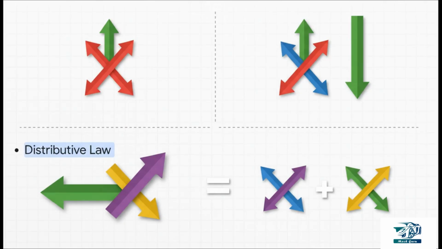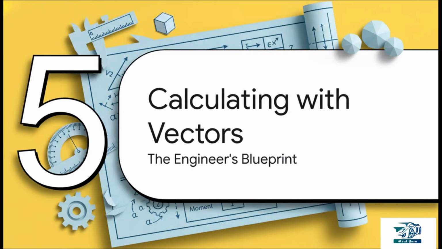But don't worry, not everything is backwards. The cross product still follows some familiar rules you already know, like multiplication by a scalar and the good old distributive law. So we can still manipulate our equations in some predictable ways. Now, let's get down to business. How do we actually calculate this stuff? Section 5, calculating with vectors.